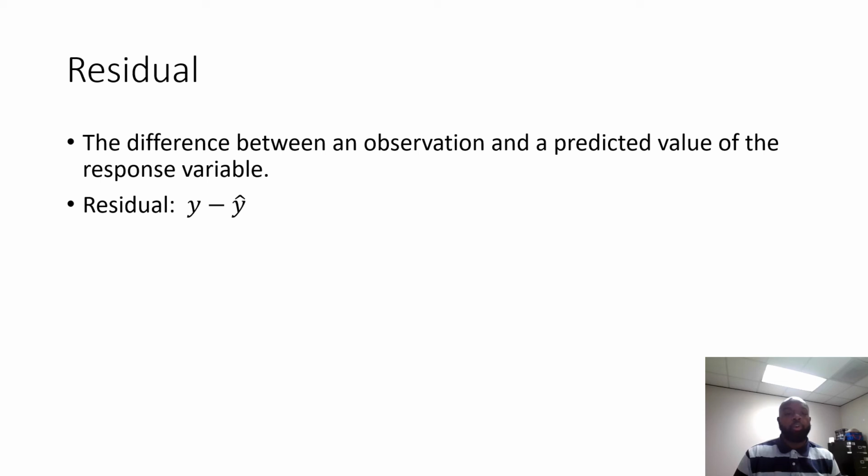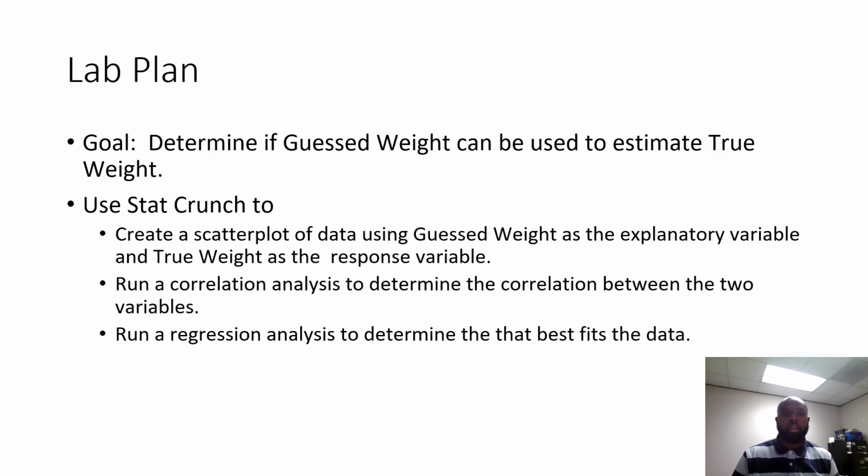You have your observed data, what you observe empirically, your observed true weight, versus the predicted one, the one that's predicted from the model. And basically a residual can be used to gauge how far off an observation is from what is predicted by the line of best fit. And so those are all the concepts that you're going to use in this lab.